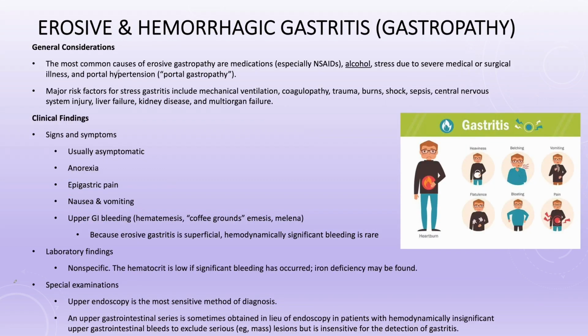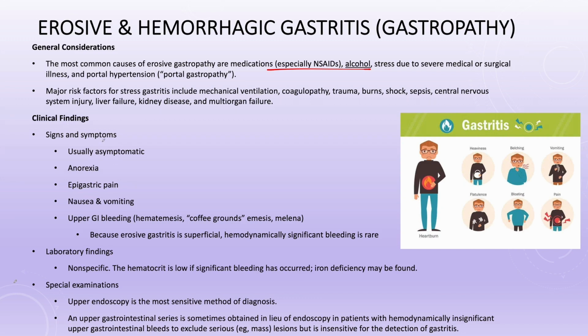So, general considerations. The most common causes of erosive gastropathy are going to be medications, especially NSAIDs, and alcohol or stress due to medical or surgical illness. Major risk factors include mechanical ventilation, trauma, burns, shock, sepsis, all sorts of things. And that's why we tend to put patients that are admitted to the hospital on GI prophylaxis, which includes a PPI.